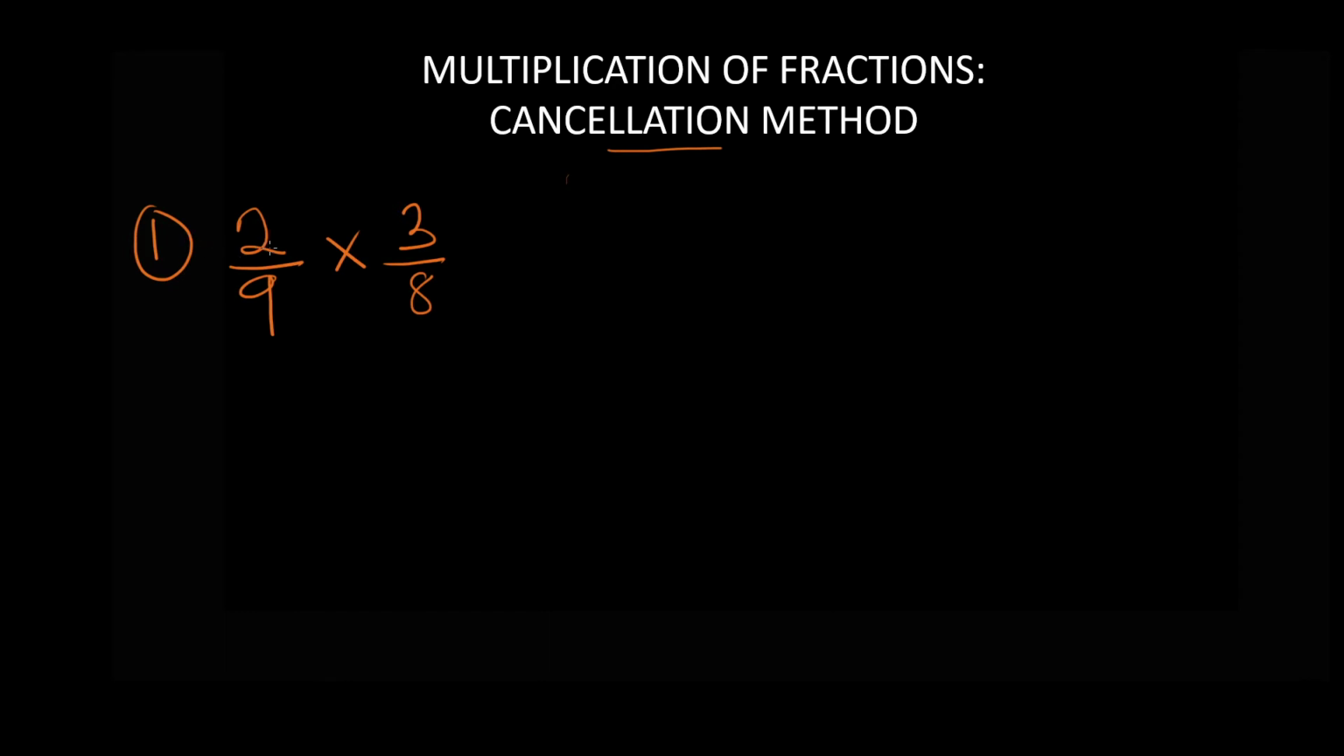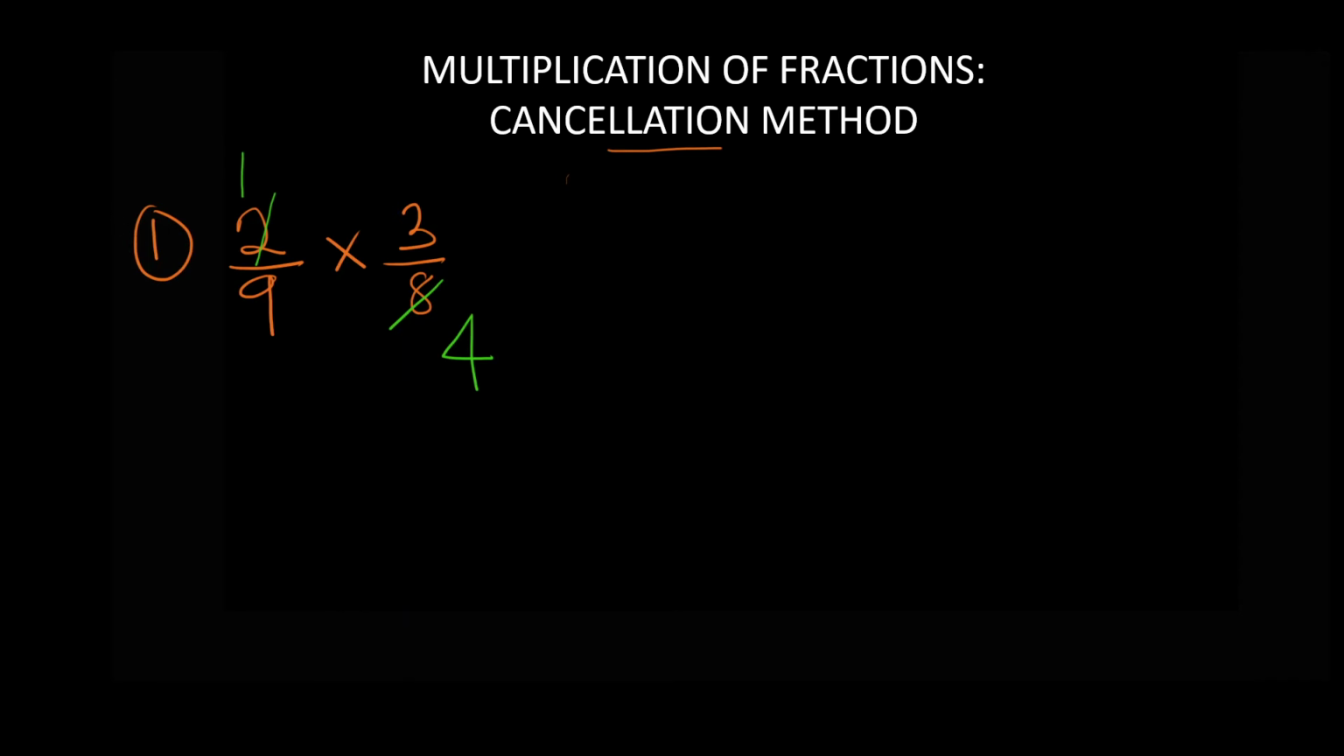Here we want to multiply 2 over 9 and 3 over 8. So all you have to do is look for a common factor that can divide the numerator and the denominator. If you take note, you realize that this is 2 right here and this is 8 right here. So 2 can divide 2, 2 can divide 8. So 2 is a common factor right there. So I can say 2 in 2 is 1, 2 in 8 is 4.